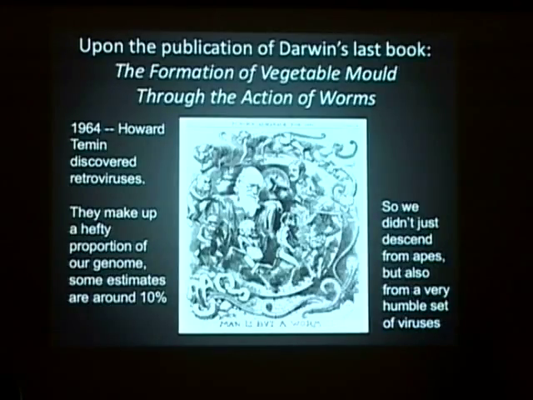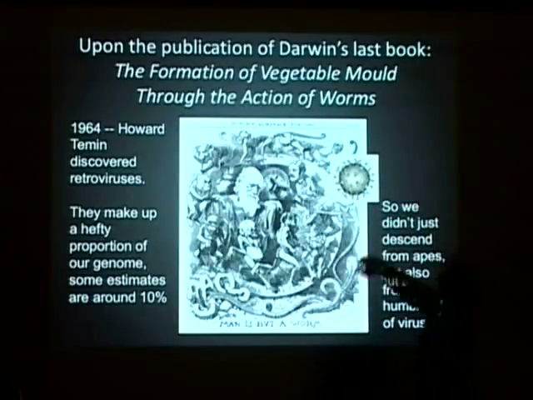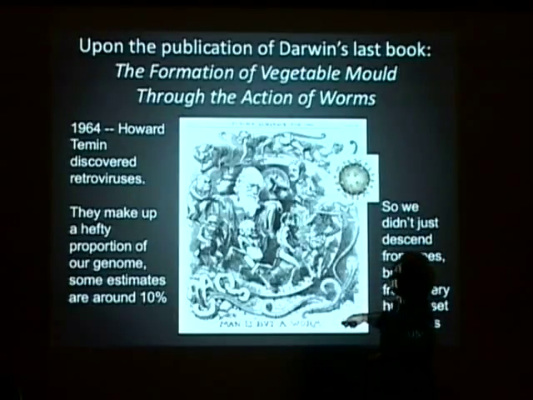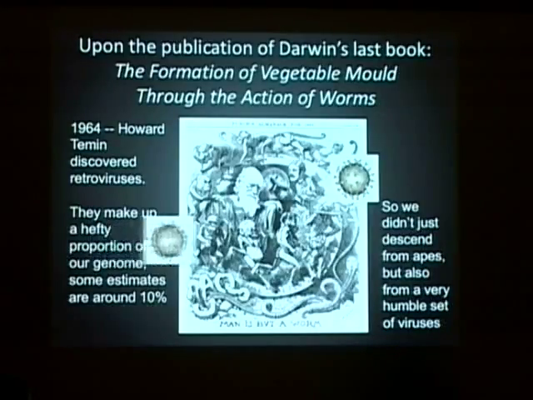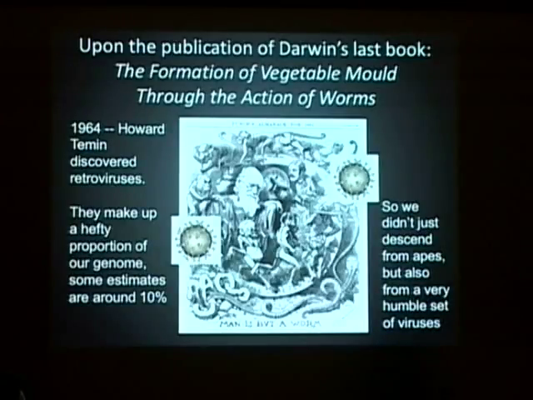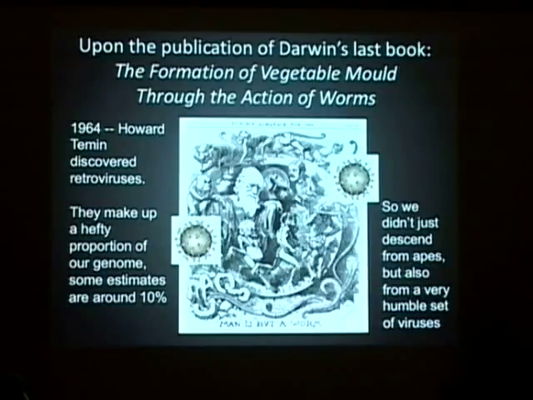But actually, as it turns out, we haven't just descended from monkeys, and this was a parody about Darwin when his last book was published that came out in Punch's Almanac. But anyway, they were mocking him for thinking we descended from monkeys. Actually, we also descended from retroviruses. They're a significant part of our genome. So about 10% of our DNA comes from retroviruses.